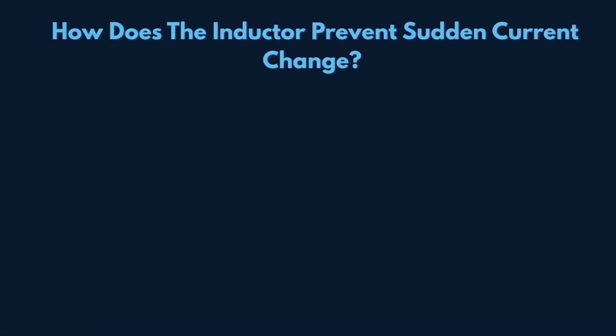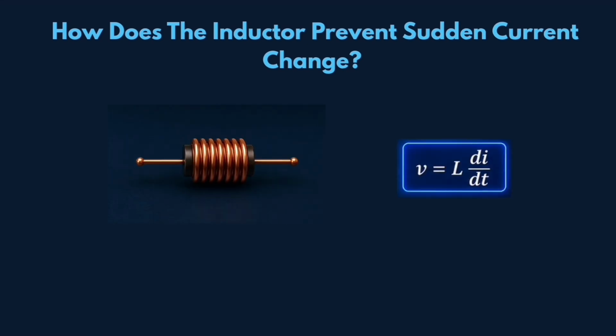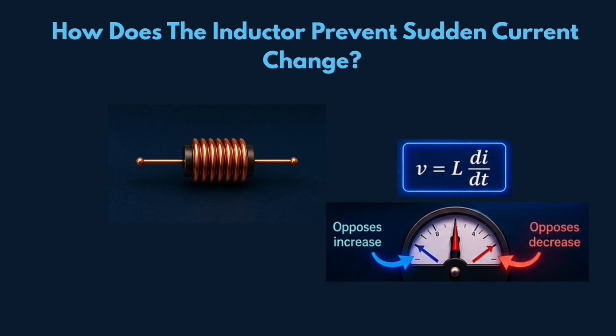How does an inductor prevent sudden current change? An inductor creates voltage whenever current tries to change by this formula. This voltage acts in a direction that resists the change in current. Think of it like this: more force trying to change current, more opposing voltage produced by the inductor.